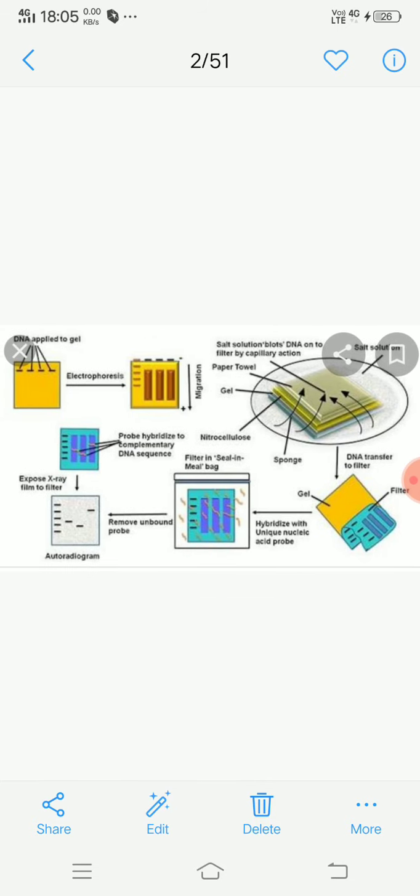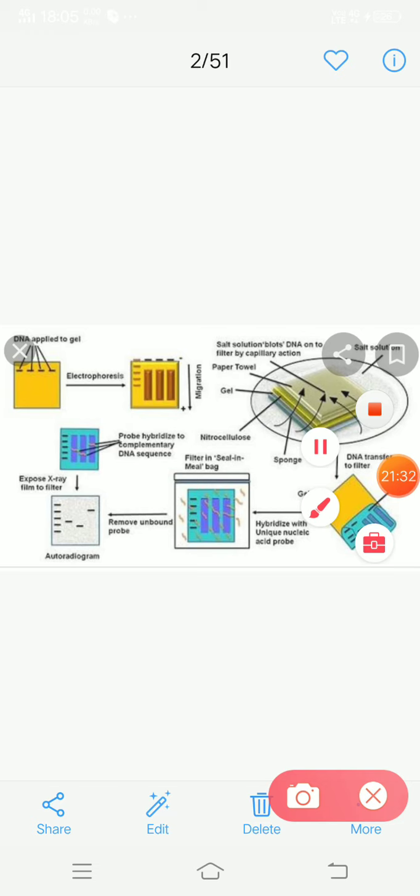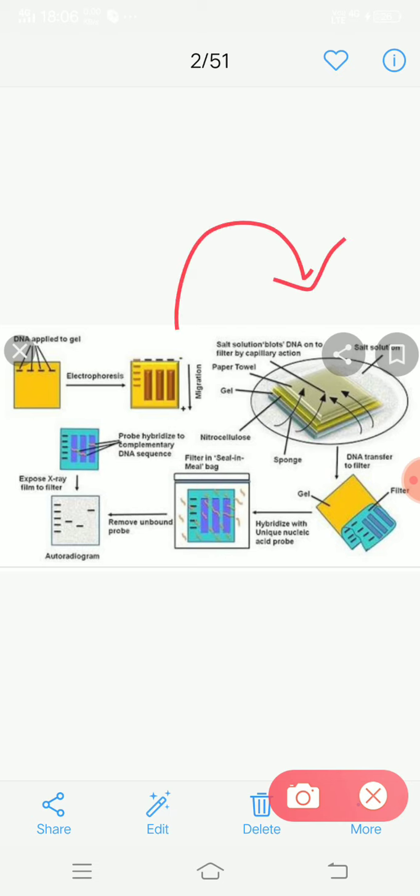The same thing is given over here in color format. Here the DNA is applied, electrophoresis is done, and migration occurs. After the migration, you have to transfer it to the nitrocellulose paper, by this way, with a sponge or with the help of wet towels. You can transfer this to your nitrocellulose membrane or nitrocellulose paper, and the transfer occurs by capillary action. Then you have to do the probing.